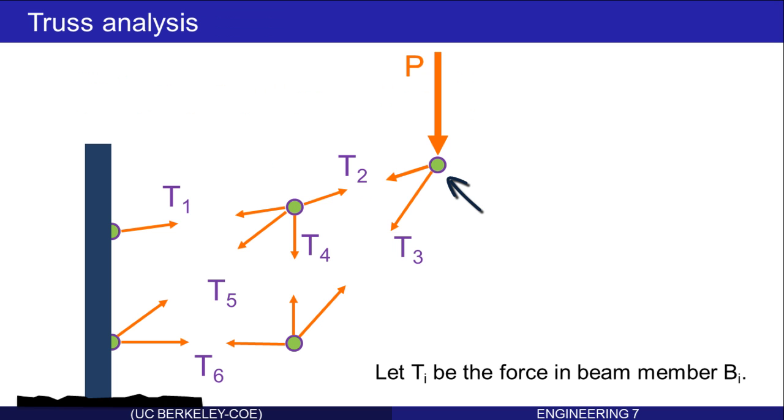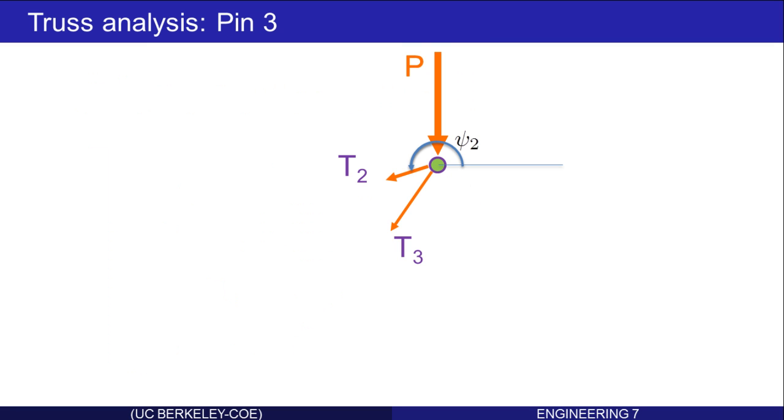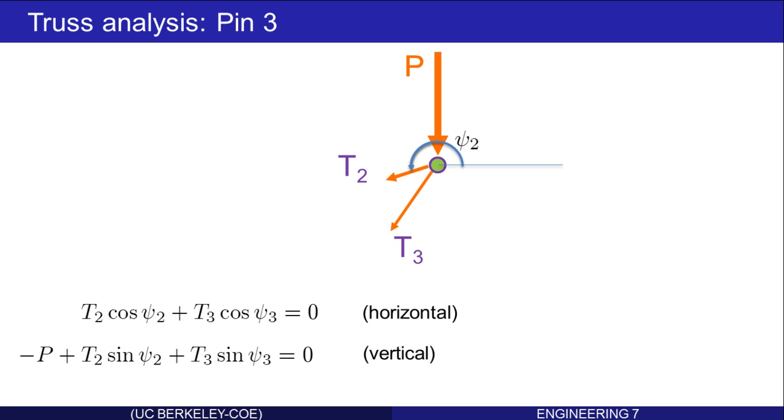Finally, let's do this pin that has the external load acting on it. Use psi2 and psi3 to denote these angles. I'm going to assume that P is acting vertically down. In the horizontal direction, we get cosines involving T2 and T3, and in the vertical direction, we get sines as well as the negative P because P is acting in the downward direction. Like before, these are the two equations which characterize that this pin is in equilibrium.